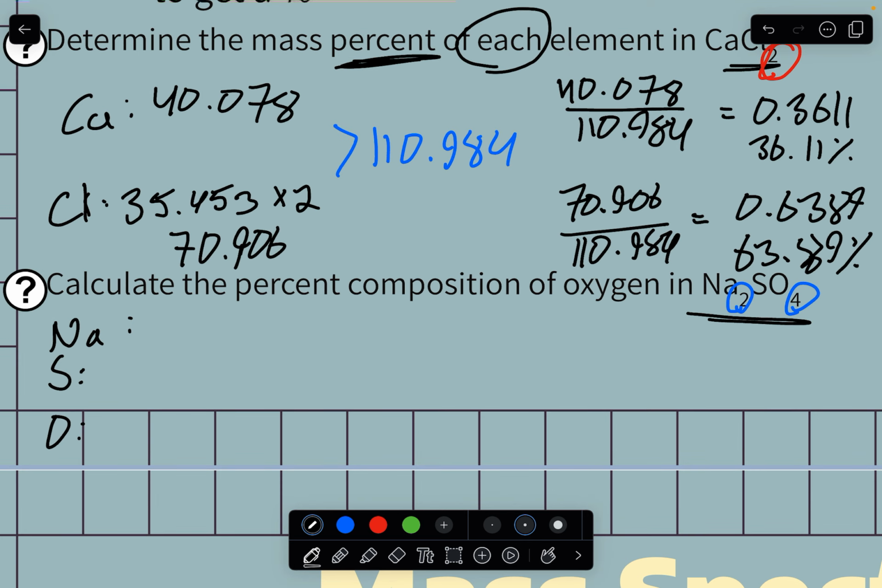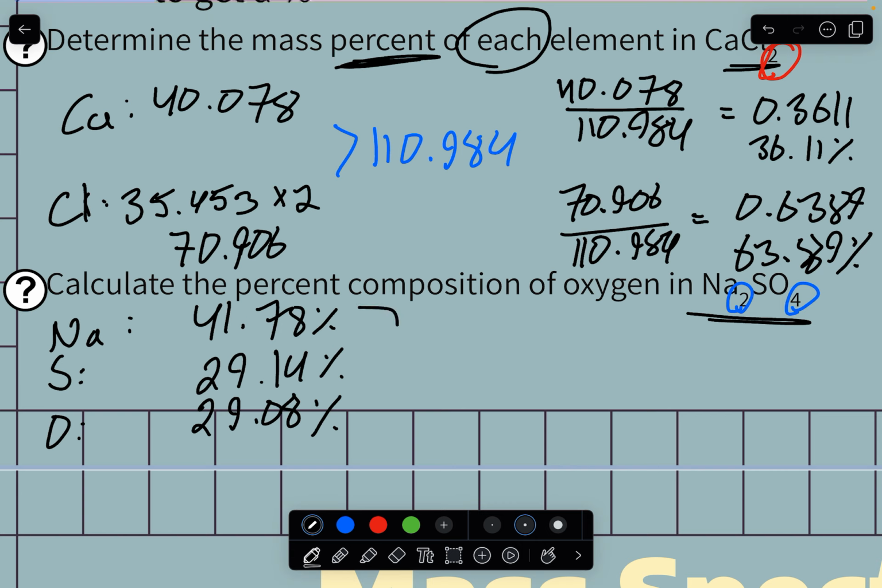Okay, so for this one here, for sodium, you should get 41.78%. Sulfur, you'd get 29.14%. And for oxygen, you should get 29.08%. And remember, with percent composition, we're looking at the percentage of the element for the whole compound. So a good way to know, when you're working through this, if it looks right, is these numbers should add up to 100%. Because it's everything that makes up the compound.